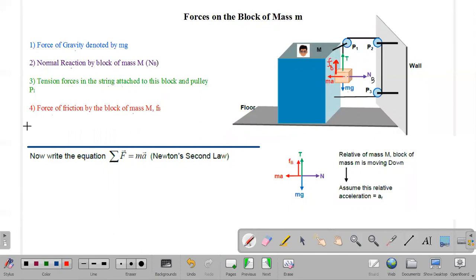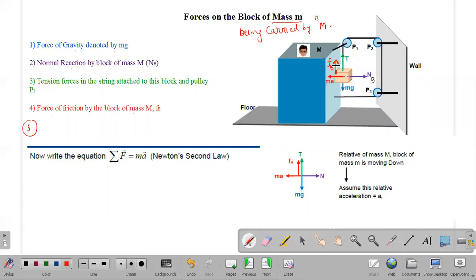Now, one more force is required, that is the fifth force, and that is the pseudo force. And why is this pseudo force required? That is a very unique concept: this small m mass is being carried by the capital M mass.